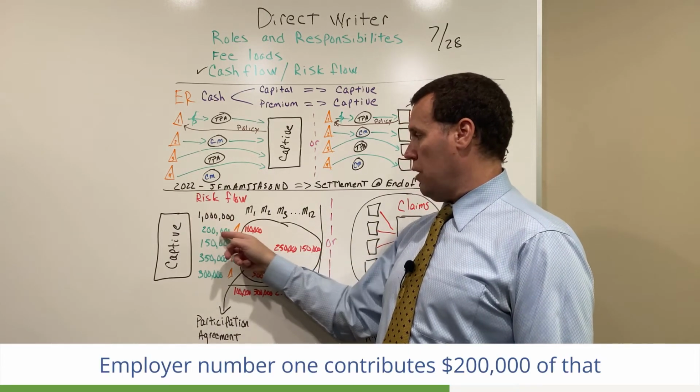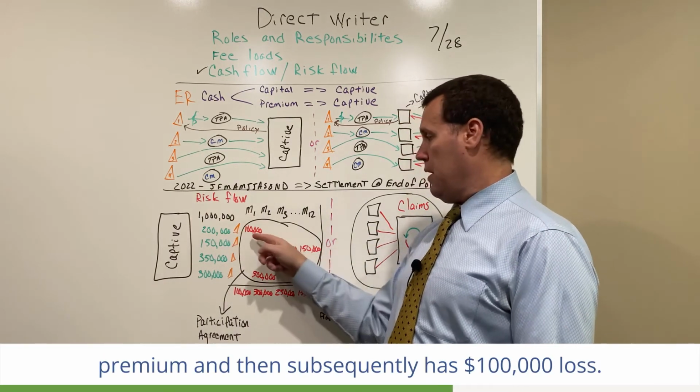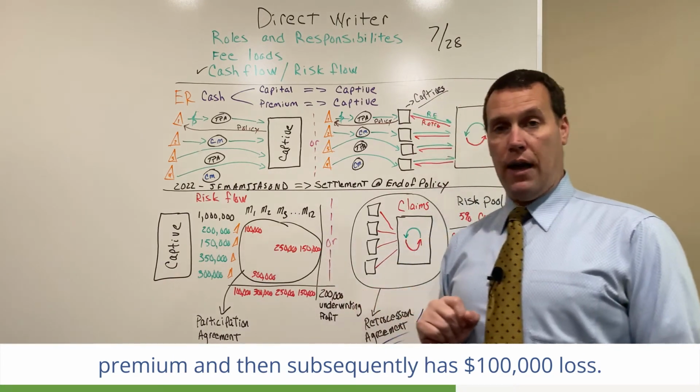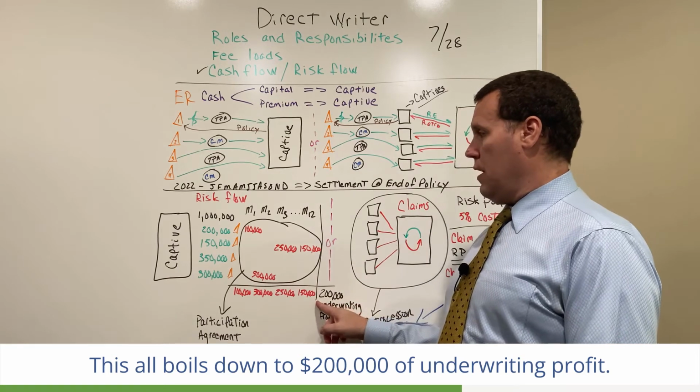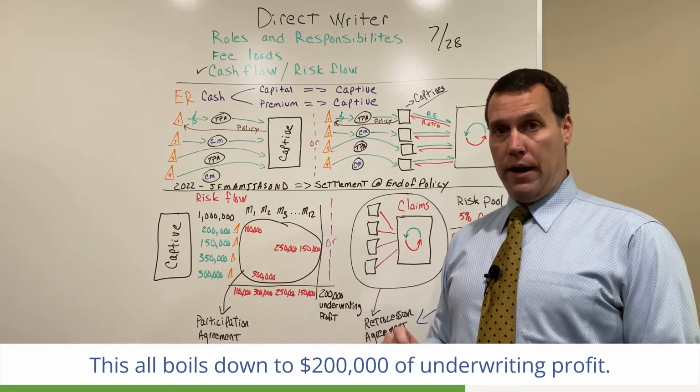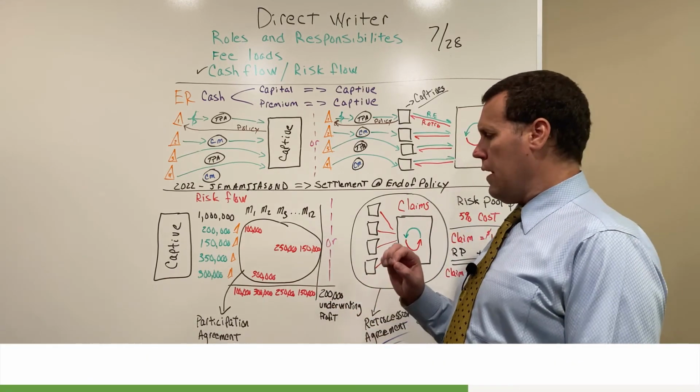Okay. Risk flow. Let's again assume that the captive collects $1 million. Employer number 1 contributes $200,000 of that premium, and then subsequently has a $100,000 loss. This all boils down to $200,000 of underwriting profit.